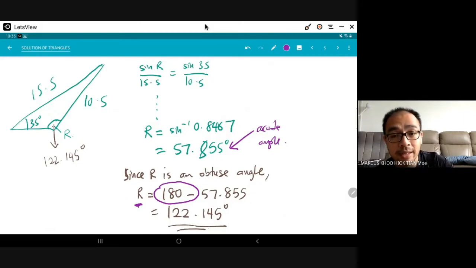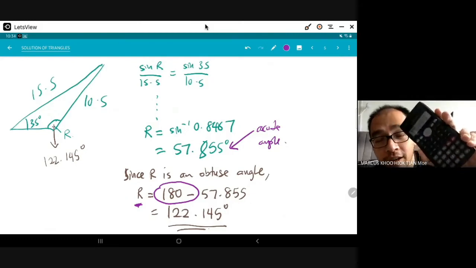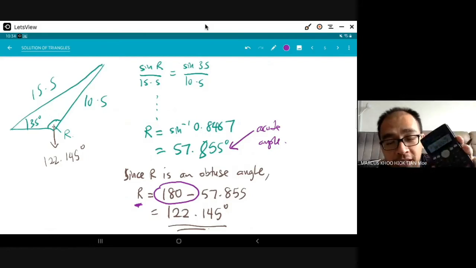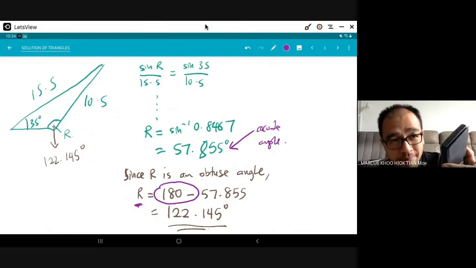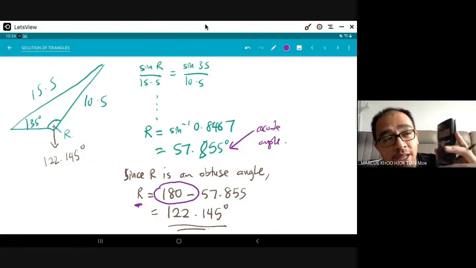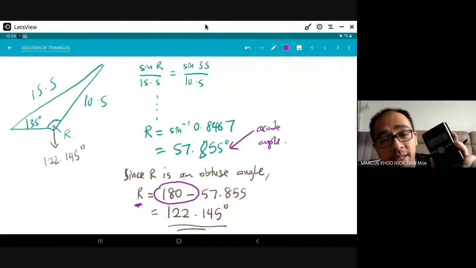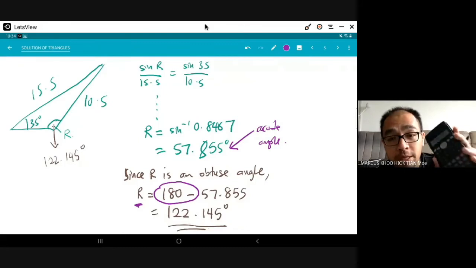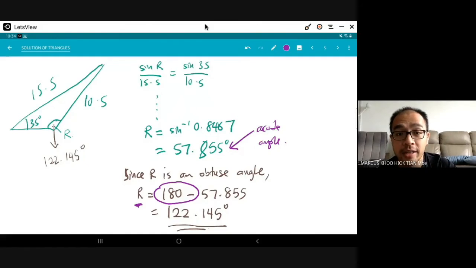The calculator can only give you the answer, at least if you have a calculator like mine. Maybe if your calculator is more advanced, it can give you both answers at the same time. But if you're a normal person using this calculator, it can only give us the acute angle. So we have to be smarter. We have to say, I can find the obtuse angle. All I need to do is just subtract from 180.